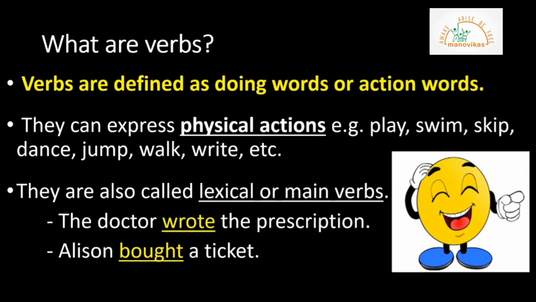In the second case, Ellison bought a ticket. Ellison is the subject and bought a ticket is the predicate. When we ask the question, what did Ellison do? We get the answer, bought. She bought a ticket. So, bought is the action word here and bought is the verb.